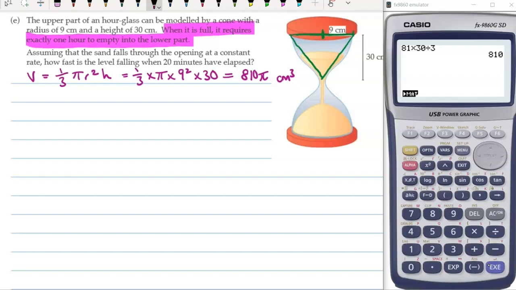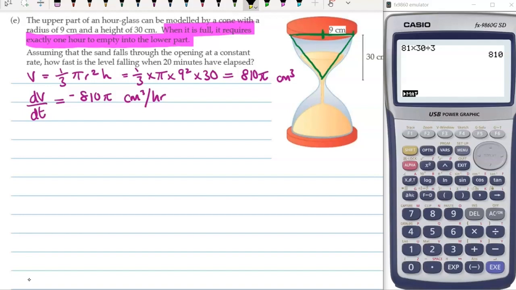So if it takes an hour for all of that sand to run through, then the rate at which the volume is changing over time is 810 pi centimeters cubed per hour. Now, if we're being particular about it, it would actually be a negative, because it's reducing at that rate.